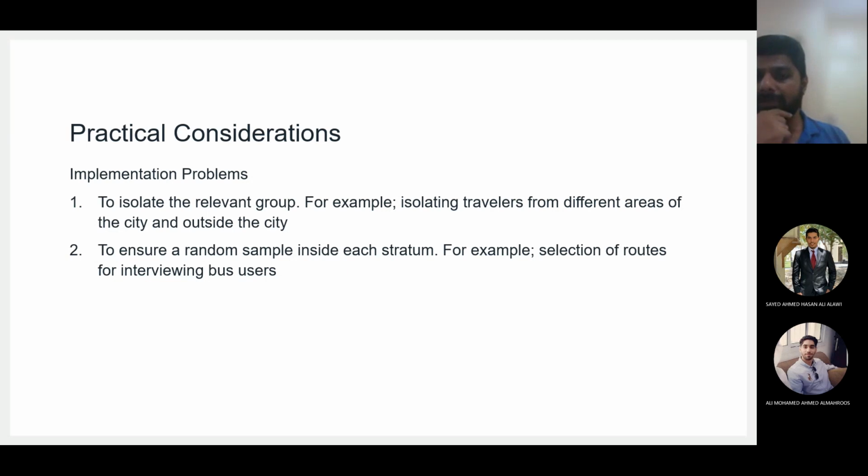But what about the second problem? The second problem is, how do I make sure that these people are selected randomly? For example, if I'm collecting the data, I may prefer to collect it from boys or male than female. This is not random. Random means whoever is there, I will collect data from him. This is random.